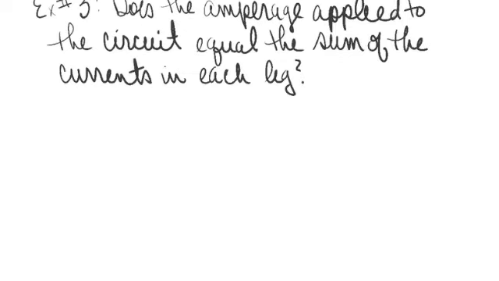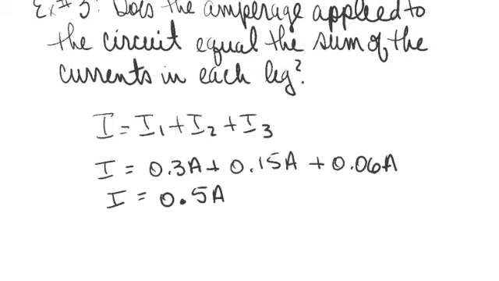Okay, example number 3. We ask the question, does the amperage applied to the circuit equal the sum of the currents in each leg? We would expect this is true because, as we said before, current is the flow of electrons, and you neither create nor destroy them because they are matter. All right, first, let's find out what the total current in each of the legs is, and that's simply the sum of each leg, and we find out it's 0.5 amps.